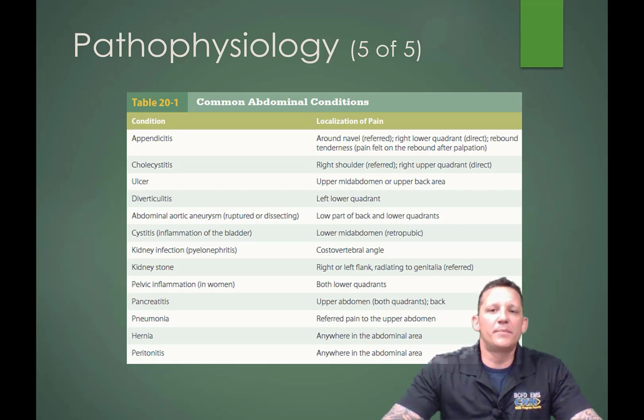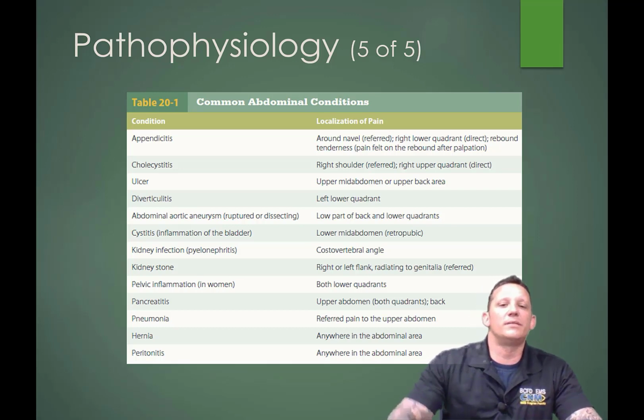Ulcers are going to be upper middle abdomen or upper back area, right? That's going to be epigastric. All the way down to, say, hernia, which is anywhere in the abdominal area based on where the hernia is, or the peritonitis, which can be anywhere in the abdominal area as well.